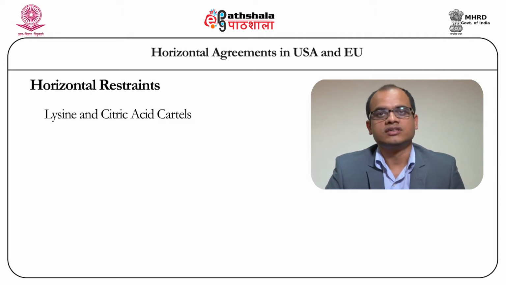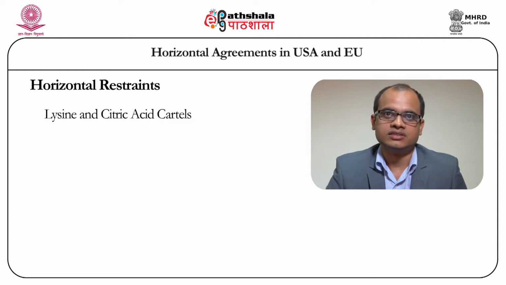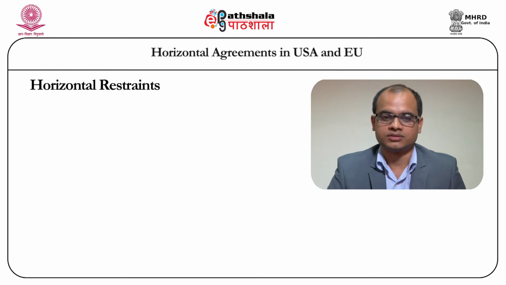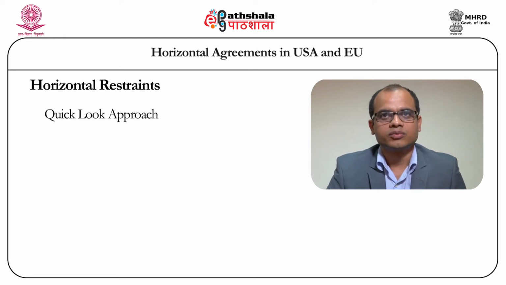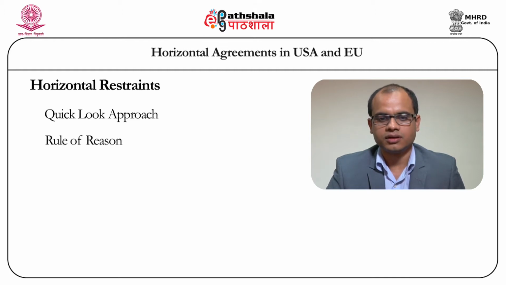We will also briefly touch upon the third approach which has developed recently, called the quick look approach. This quick look approach can be called an abbreviated version of the rule of reason, in which proof of actual market injury, such as sustained supra-competitive prices or reduced output, obviates the need for more rigorous market-based analysis.